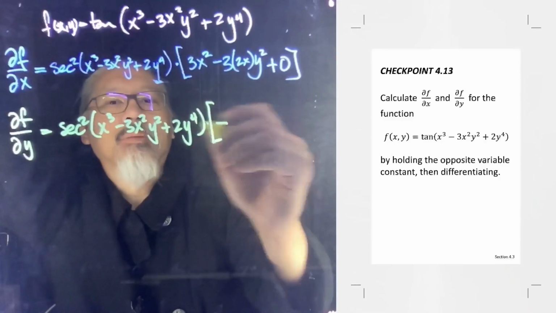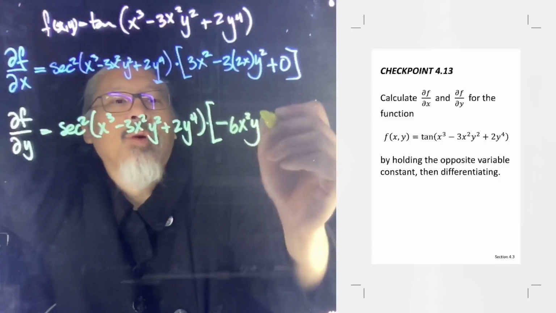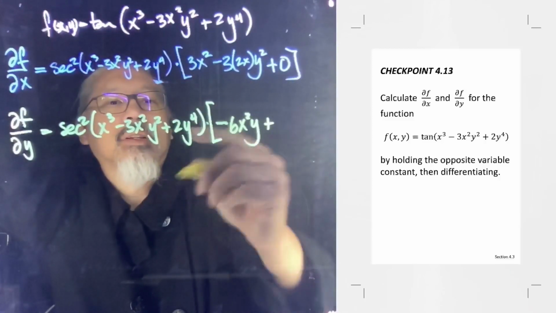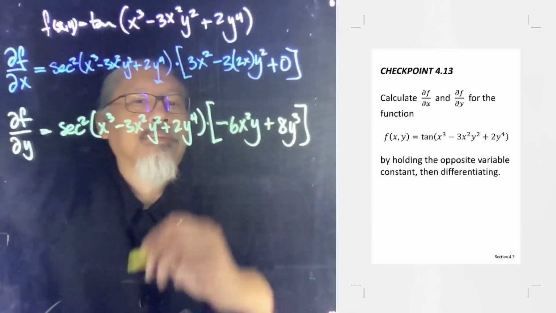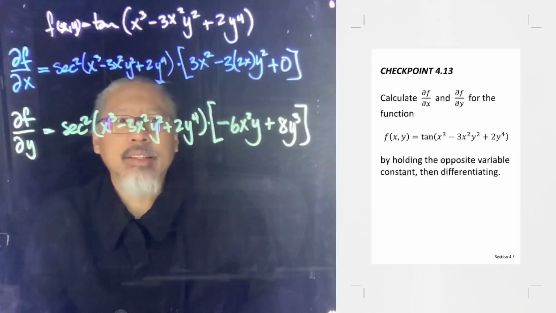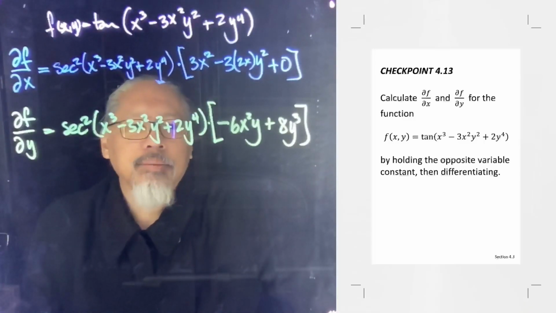So let's do the simplification here already. Negative 6x squared y to the first power, and then a positive, and this is going to be 8y to the third. Okay, and I think that's as simple as we can get it. So that should be the result. Okay, I hope that helps.